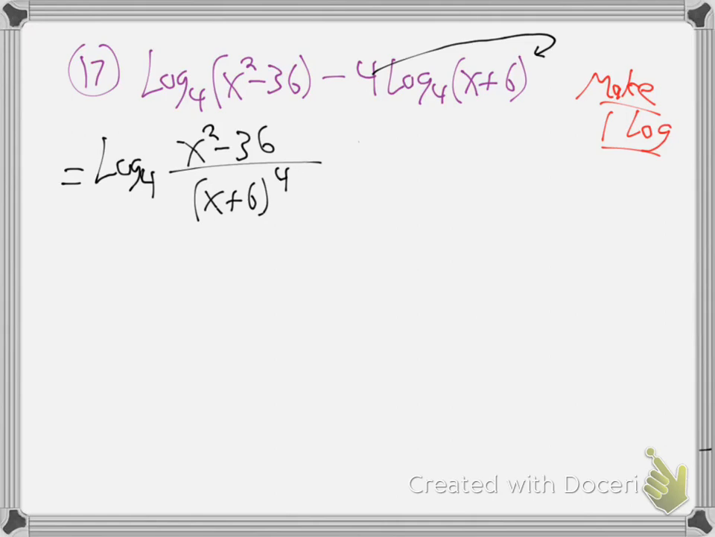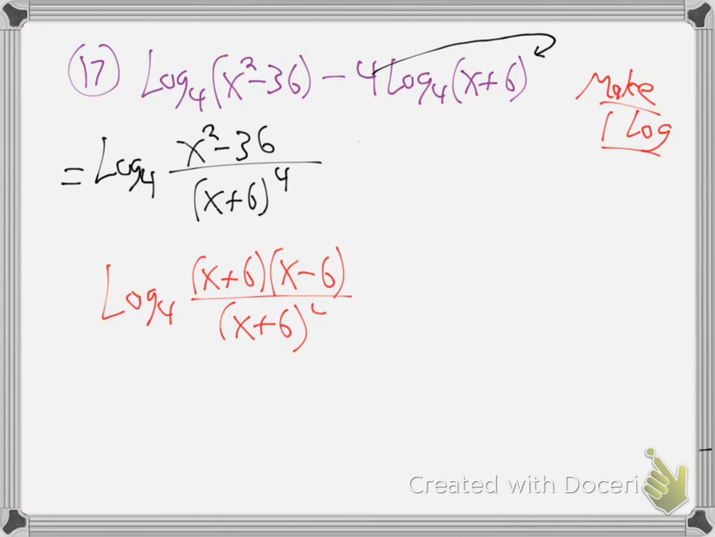Exactly right. So that'll be log base 4 of x plus 6, x minus 6 over x plus 6 to the 4th. And then this cancels, leaving 3 here. So the final answer then, log base 4 of x minus 6 over x plus 6 to the 3rd power. And we don't have to get rid of the power because it's not asking for that.